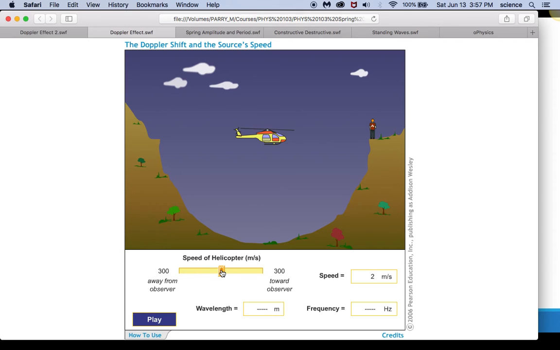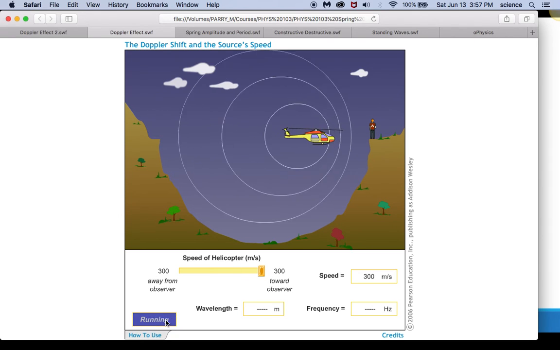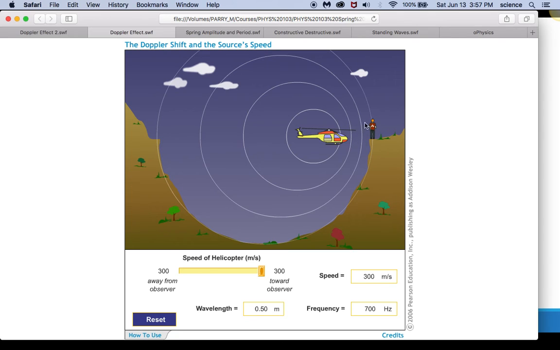Let's go back to 0. Maybe if I can get to 0 again. I don't think I can get to 0. Okay, we'll just go forward. So we can see what happens to the wavelength. So the wavelength from the observer here, the wavelengths have become smaller, and the frequency is inversely proportional to the wavelength. So the frequency that's heard by the observer is actually larger when the source is moving towards the observer.